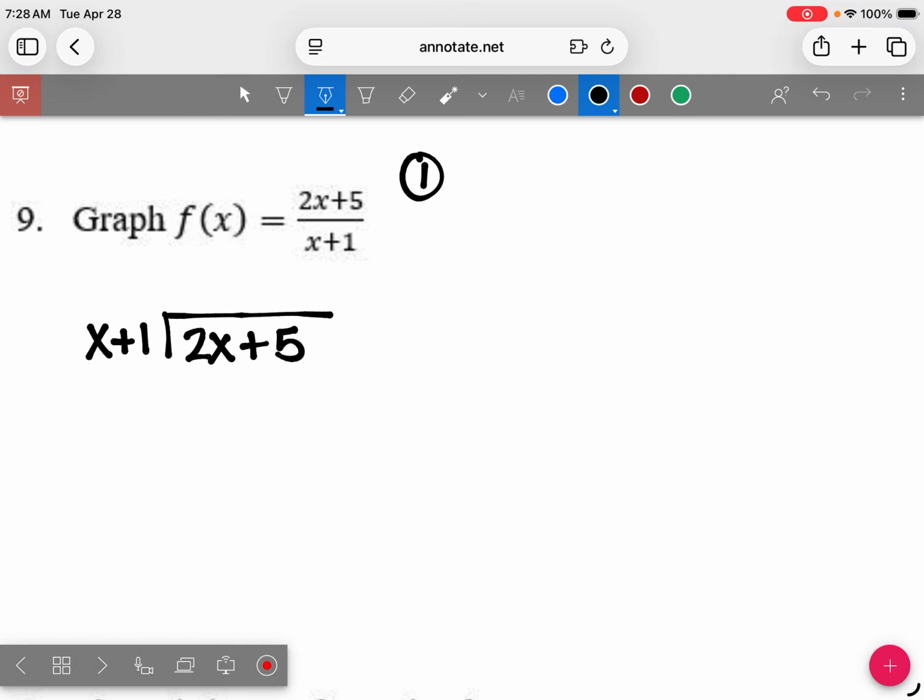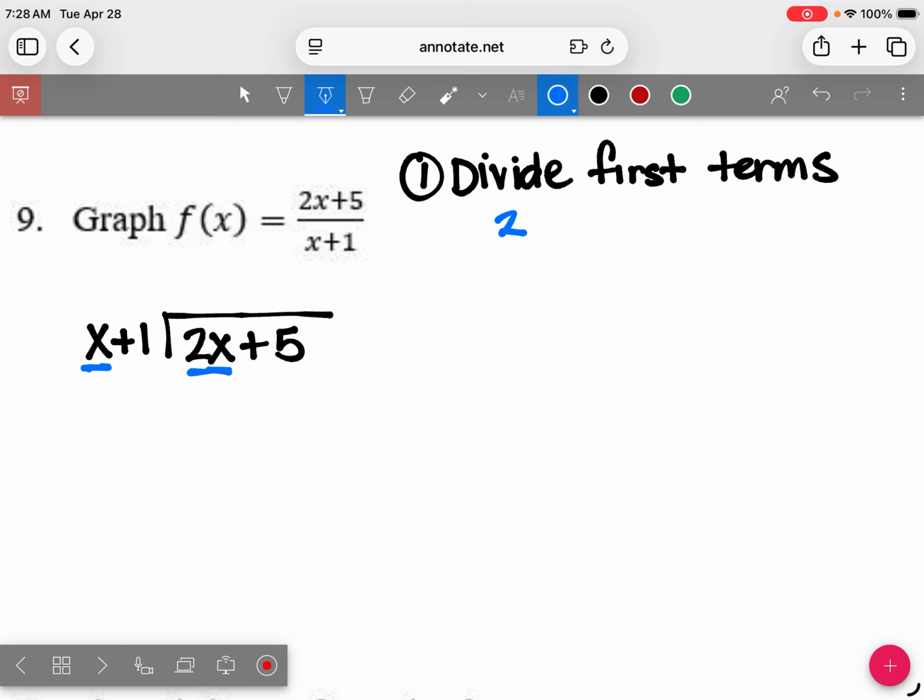Number 1, you divide the first terms. So that means I'm going to take 2X and divide it by X. So let's do that. That's the first term. And we get 2. Put that number on the roof. This is my K value. That's K.